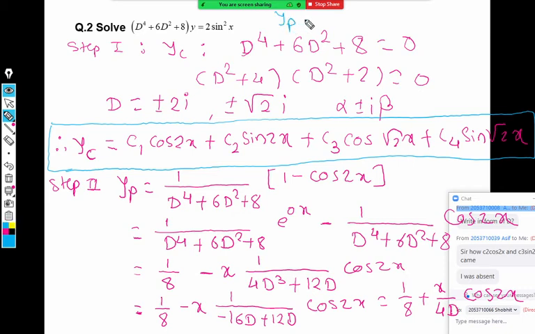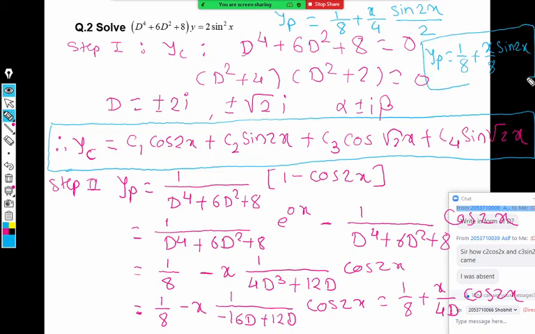Therefore, yp will become 1 by 8 as it is, x upon 4 as it is. Now 1 upon d of cos 2x. What is integration of cos 2x? Sine 2x upon 2. That's one. And just we have to write down the answer then. Thus yp will be 1 by 8 plus x by 8 sine 2x. And that's the end of the question.